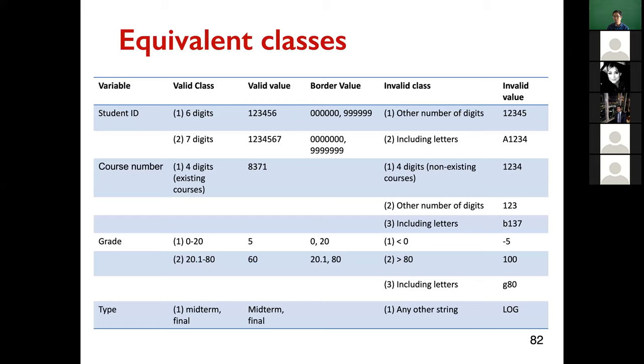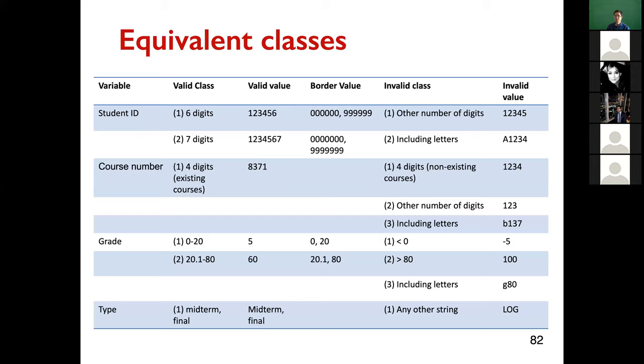The type has only one valid equivalence class, which is either midterm or final, right? And for the valid values, midterm or final, we can use both. We better test both of them. And as for border values, we don't have border values. And invalid classes are any other strings or digits, right? So this is how we design our equivalence classes and how we choose the values for test cases.